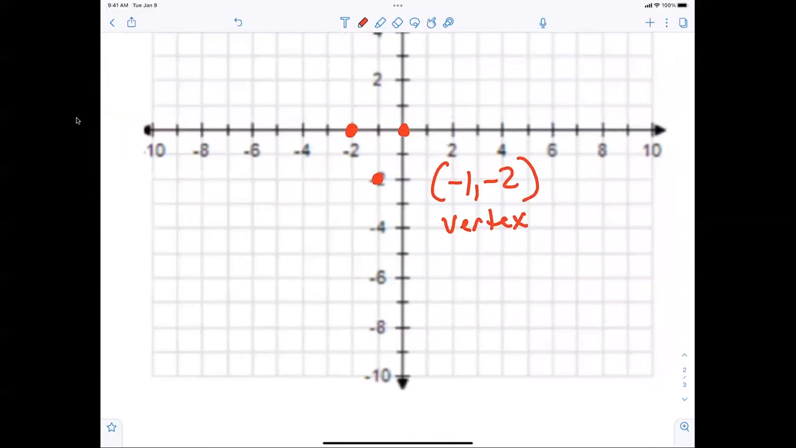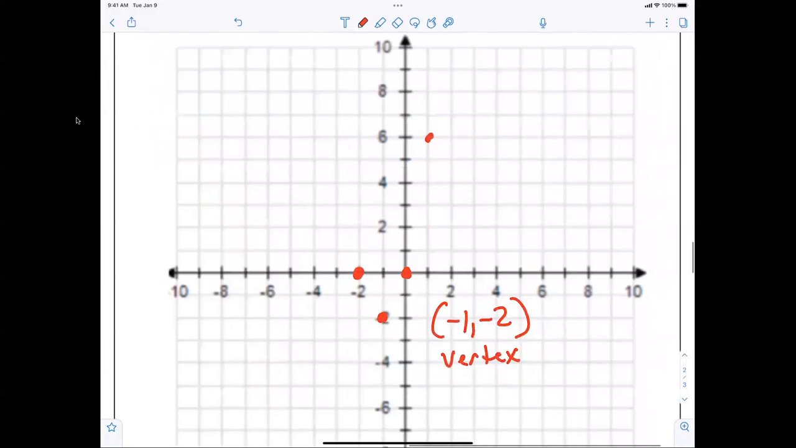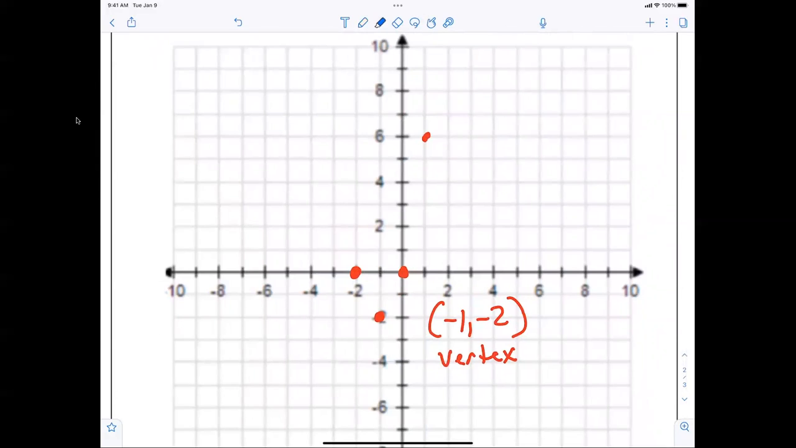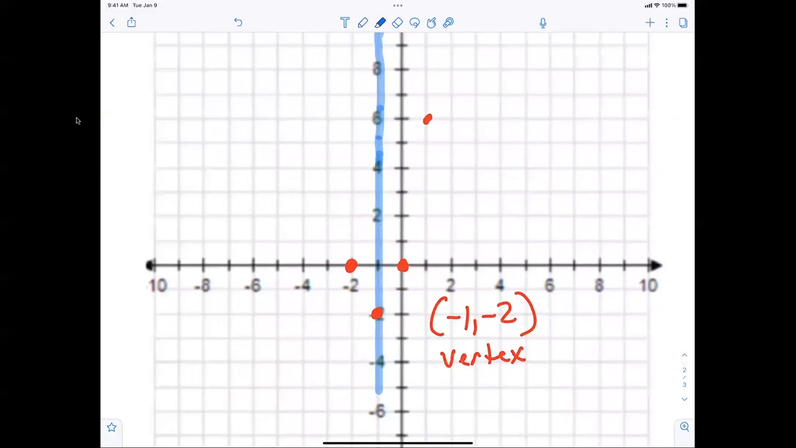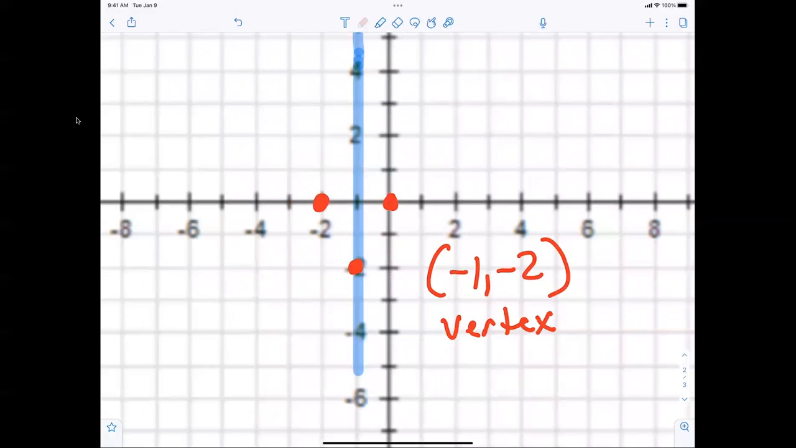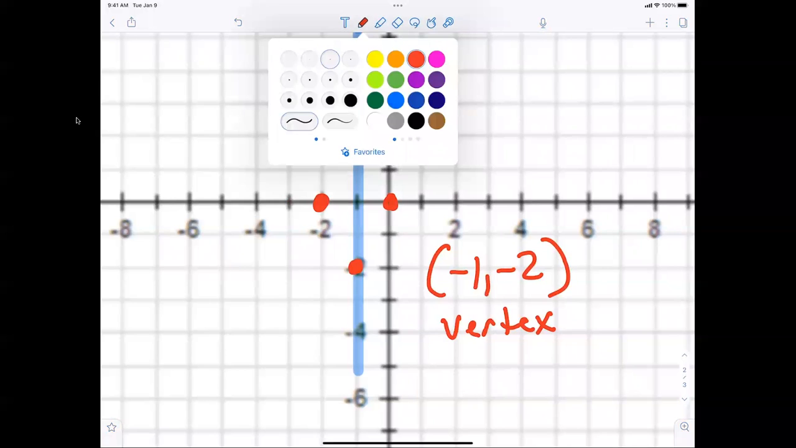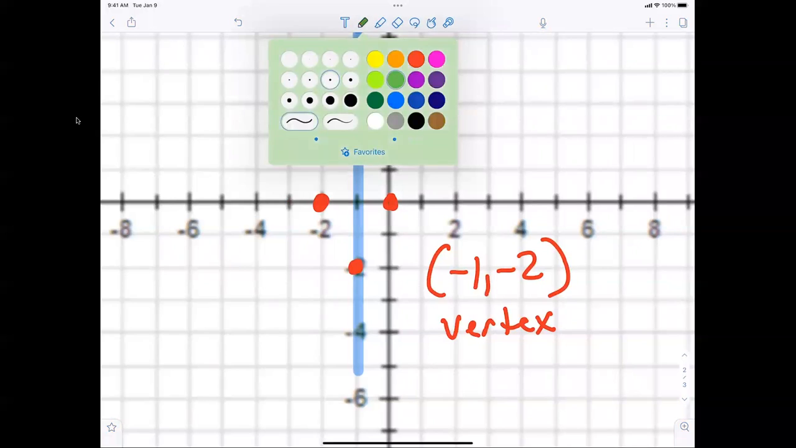All right, so now I want everybody to draw the axis of symmetry. I'm going to show you right here. This is my axis of symmetry, correct? Now, here's the importance of the axis of symmetry. So I need you to look up just for a quick second.